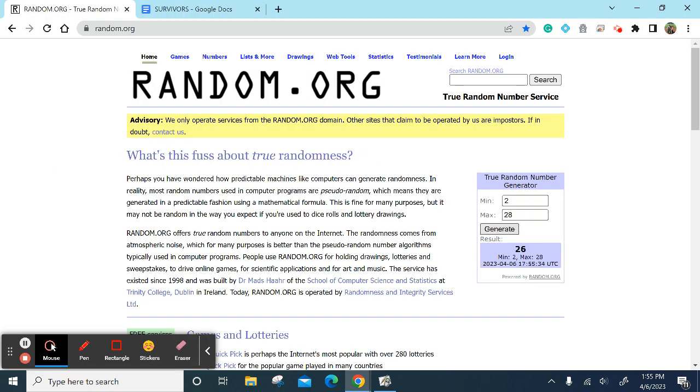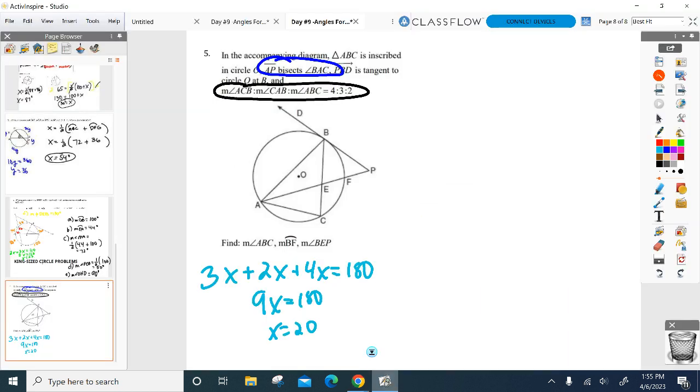BAC is 60. You sure? No, you're right. I'm wrong. 60, yep. BCA is 80. 80, yep. And then CBA is 40. 40, good. All right, how about the arcs now?